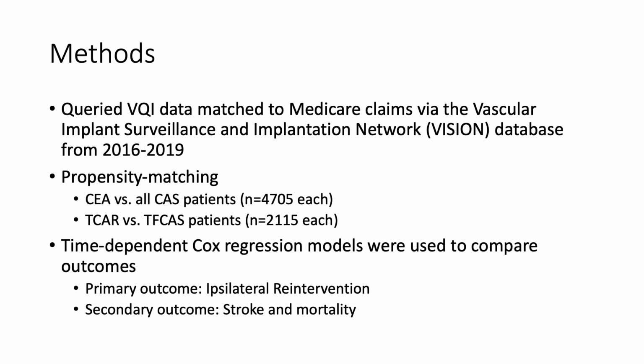We looked at patients from 2016 to 2019 and used one-to-one greedy propensity matching to compare cohorts: CEA versus all CAS patients, and TCAR versus transfemoral carotid artery stenting. We then used time-dependent Cox regression models to compare outcomes. Our primary outcome was ipsilateral reintervention, and our secondary outcomes were stroke and mortality.